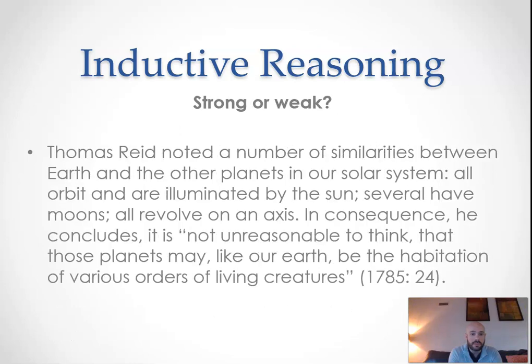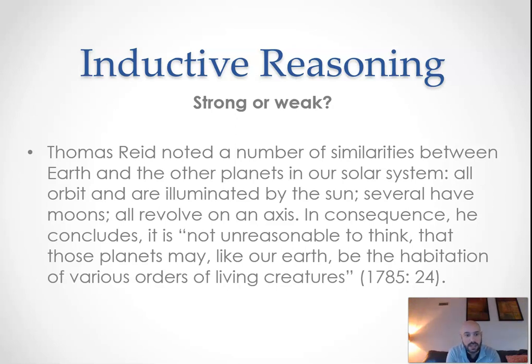Now let's start applying some of these principles, the 5 principles that we looked at, to some examples. So here's Thomas Reed's. Thomas Reed noted a number of similarities between Earth and the other planets in our solar system. All orbit and are illuminated by the sun, some have several moons, all revolve on an axis. Consequently, he concludes, it's not unreasonable to think that those planets may, like our Earth, be the habitation of various orders of living creatures. So I want you to now look at this example here.